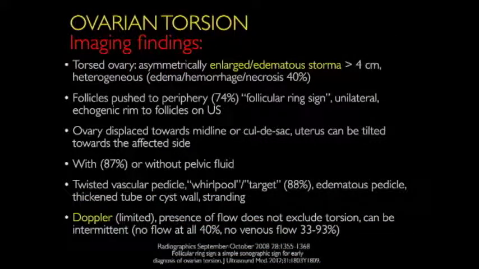So we are looking for asymmetry. One of the ovaries has to be enlarged. And it's a very characteristic enlargement. The stroma gets very engorged, edematous, and pushes the follicles to the periphery. And sometimes the follicles can have a little bit of an echogenic ring sign around them. Also, the ovary can be displaced anterior or posterior to the uterus. Sometimes the uterus is deviated to the side of the torsion.